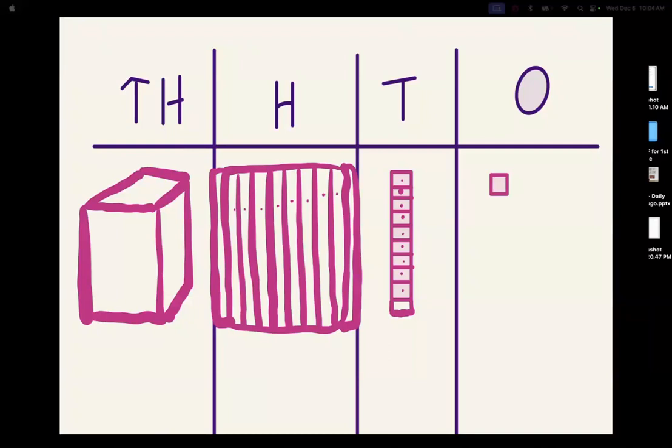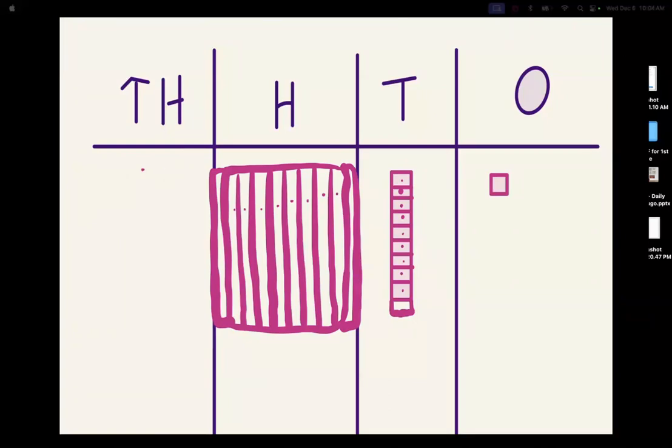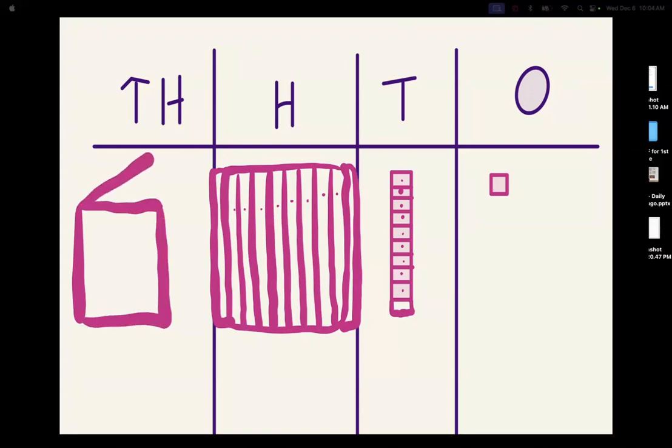Okay, so what it would do is it would look kind of like this. It's hard to show you, but when they all snap together, they make a cube. Have you ever seen a Rubik's Cube or a box and you stack them, right? So it'd be like this. 1, 2, 3, 4, and there'd be 10 hundreds blocks.